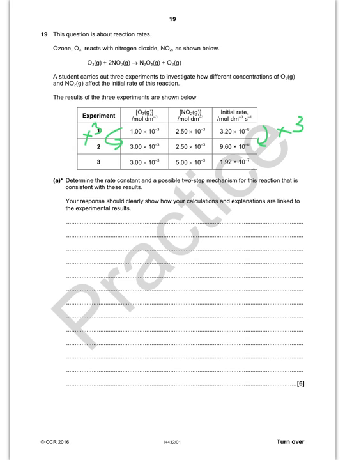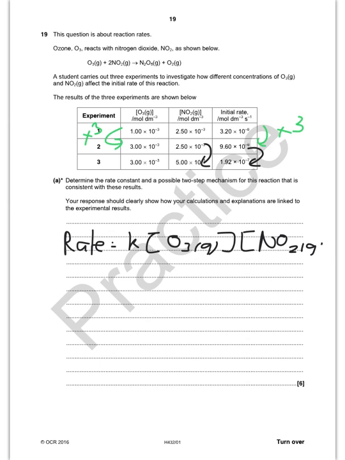And now if I have a look at 2 and 3, I've doubled NO2 and I have doubled the rate, so it's first order with respect to NO2. So my rate is equal to my rate constant times the concentration of ozone and the concentration of NO2. Okay.